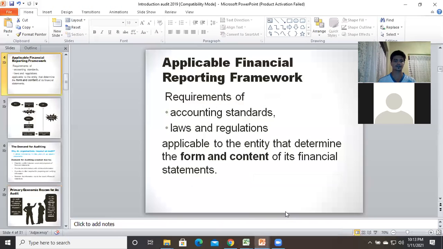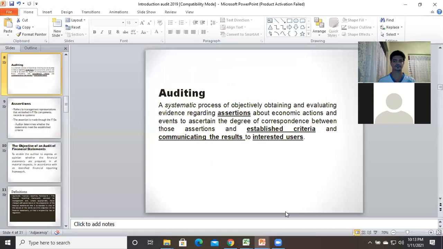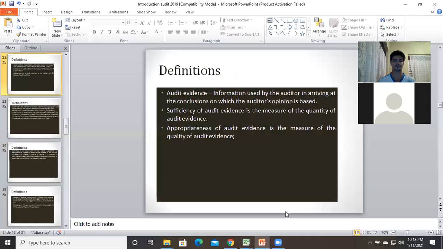Let's see. Audit evidence is information used by the auditor in arriving at conclusions on which the auditor's opinion is based. Sufficiency of audit evidences is the measure of the quantity of audit evidences. Appropriateness of audit evidences is the measure of the quality of audit evidences. If you write these 2 points, you can get 3 marks.